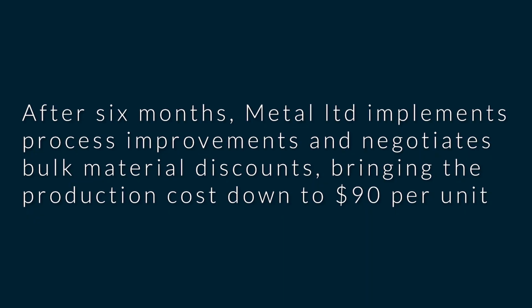What is the likely outcome in this case? What is likely to happen? So let's assume again that after 6 months, Metal Limited implements the process improvement and negotiates bulk material discounts, bringing the production cost down to 90%. So that means there's going to be $10 to be shared. Remember, $10 per unit, depending on the number of units. So for every unit, there's $10, of which the supplier gets to keep 50%. Now, the buyer in this case gets to save the remaining 50%. So in that case, you see, there's a win-win.